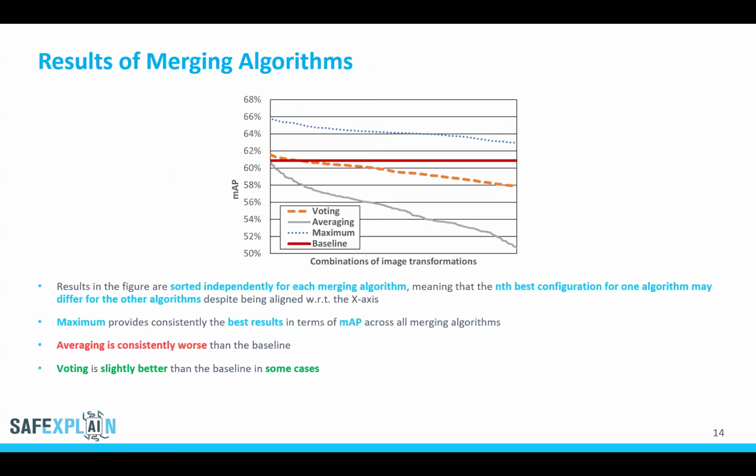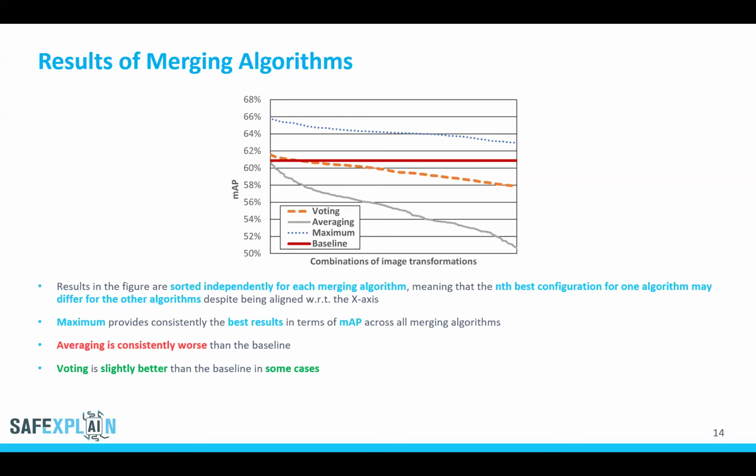And then here I'm showing the results of the merging algorithms. Basically, this figure is sorted independently for each merging algorithm, which basically means that the FBS configuration for one algorithm may differ for the other ones, but having the data in this format allows us to obtain some conclusions. So basically, we see that maximum, which is this blue dotted line, provides consistently the best results in terms of MIP. Across all configurations, we see that all of them are greater than the baseline, that is this red straight line.